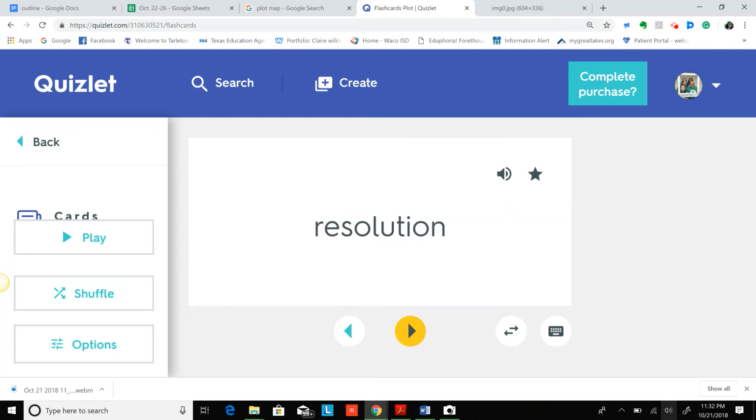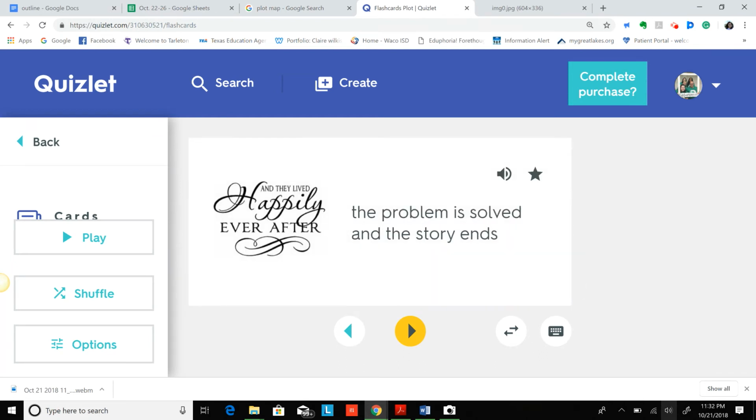Oh, and then the resolution. That's the problem is solved and the story ends. Okay, that's the conclusion of our story. The problem is solved. They found a solution, and yeah, everything's good. Sometimes most children's books do have some sort of happy ending. But as you guys grow older and you read more chapter books, sometimes the endings aren't so happy. But there is some kind of solution to the problem.